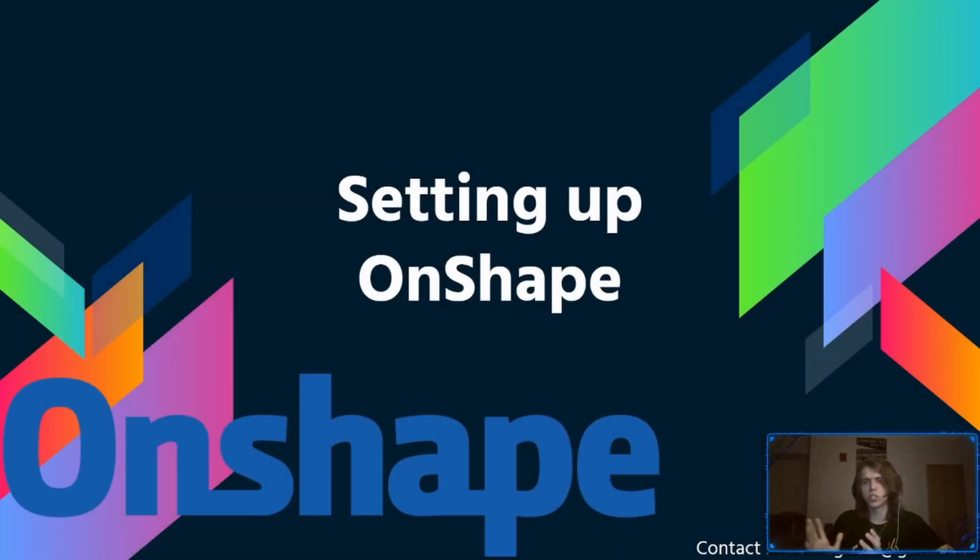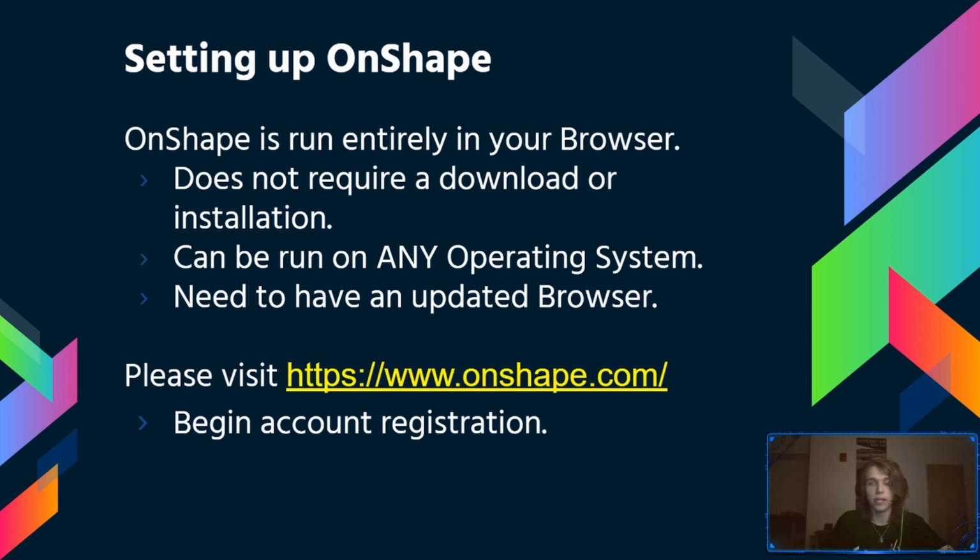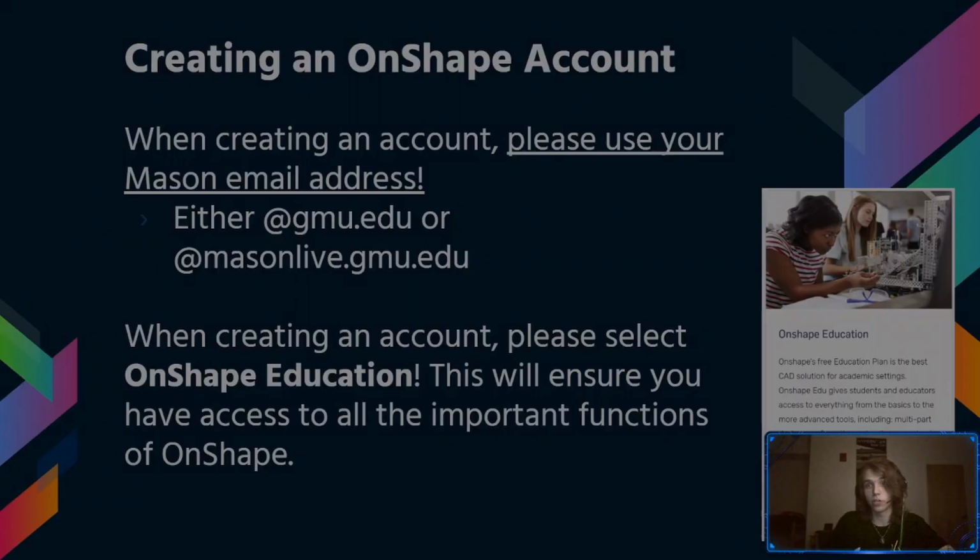So in order to set up an Onshape account, it's pretty basic. I'll actually be just demonstrating this at the beginning of the next video, but I just want to go over quickly here. Basically, all you're going to do is make sure, first of all, your browser's up to date. You can't be using some old ancient browser. And then just go to onshape.com and begin your account registration.